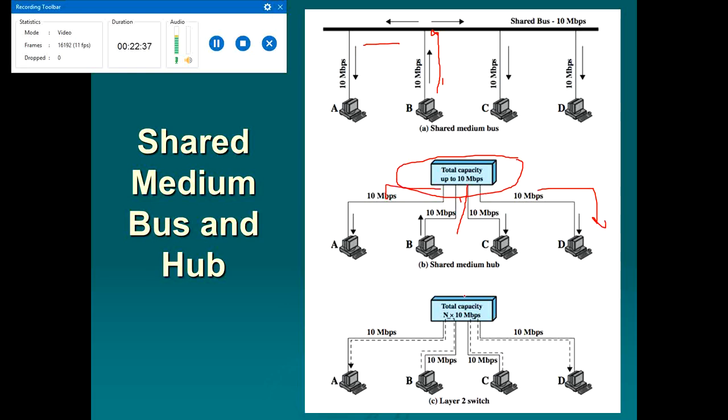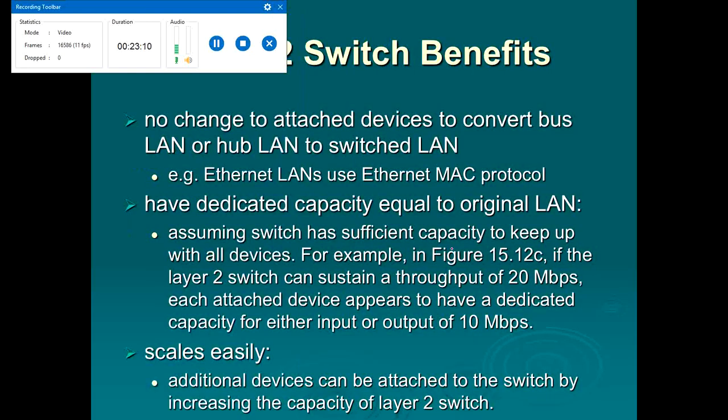The last example shows a switch. So now this hub acts as a layer 2 switch. In this case, B is transmitting a frame to A, and at the same time C is transmitting a frame to D. So in this example, the current throughput of the LAN is 20 Mbps, although each individual device is limited to 10 Mbps. So in this case, the layer 2 switch increases the capacity or the throughput of the LAN.